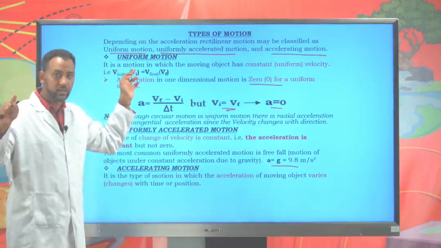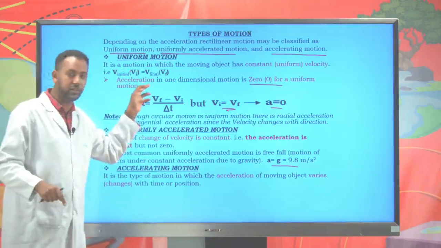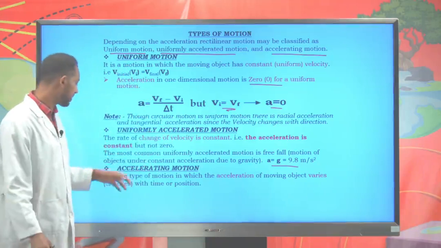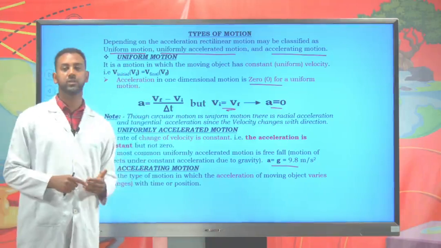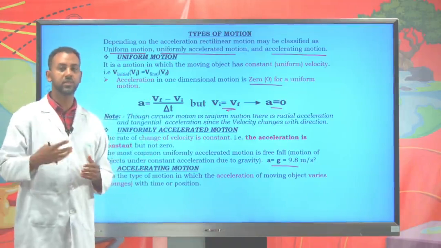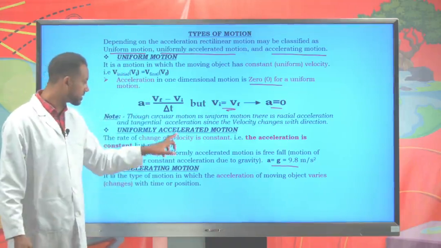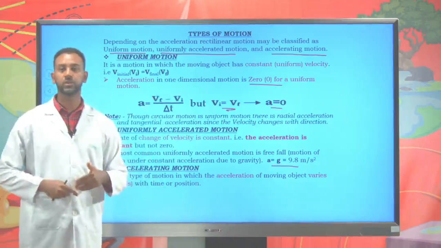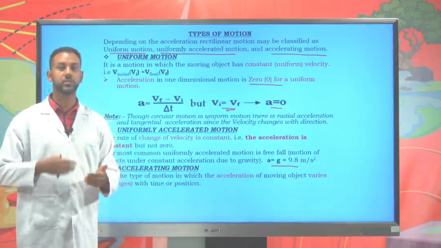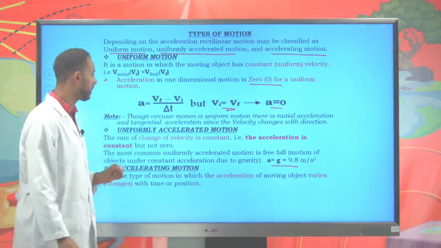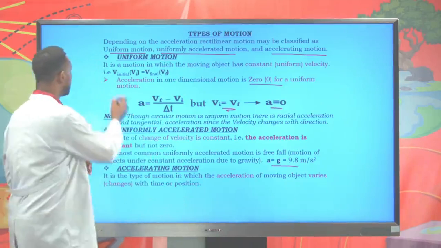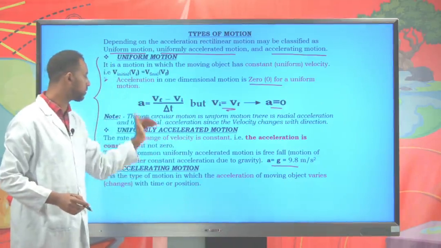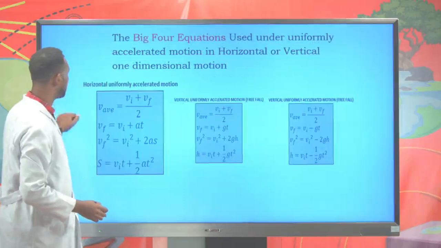Here the velocity remains constant, acceleration 0. But for a uniformly accelerated motion, acceleration is constant. Whereas accelerating motion is the motion in which the acceleration itself varies with time. Here the acceleration remains constant, and here the acceleration is 0, but accelerating motion is a motion in which its acceleration itself changes with respect to time. So keep this in your mind, and we mainly focus on these 2 types of motion: uniform motion and uniformly accelerated motion.